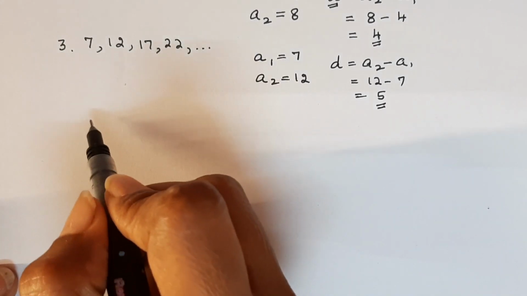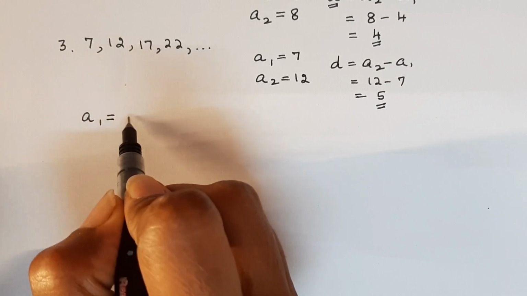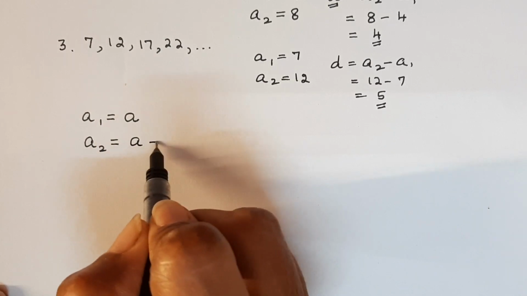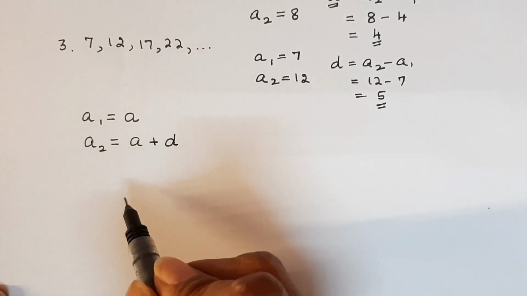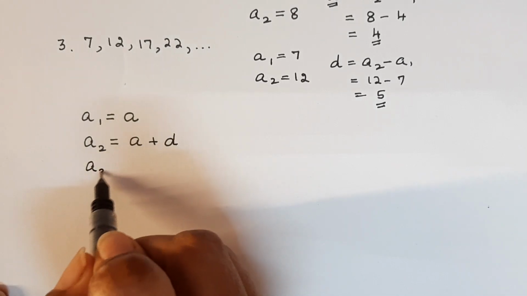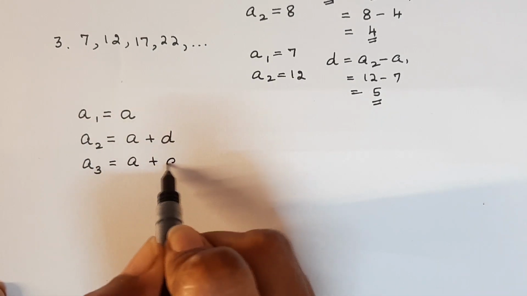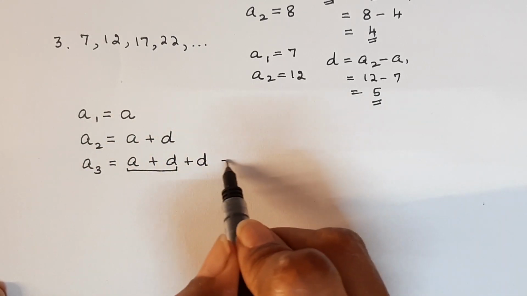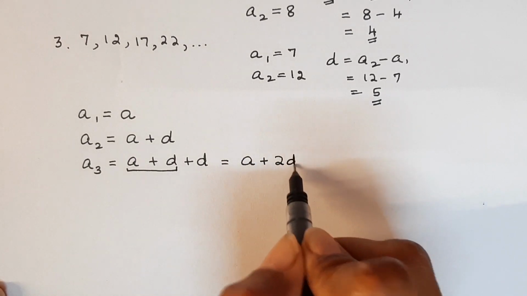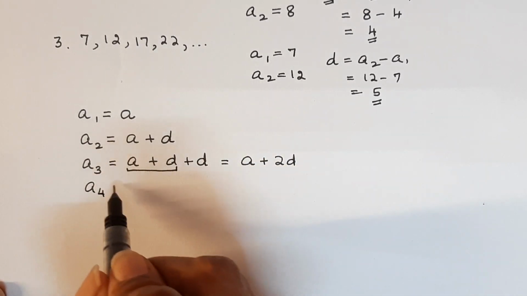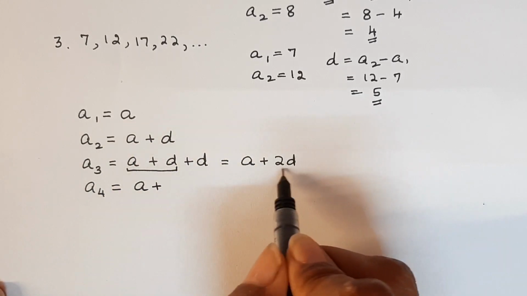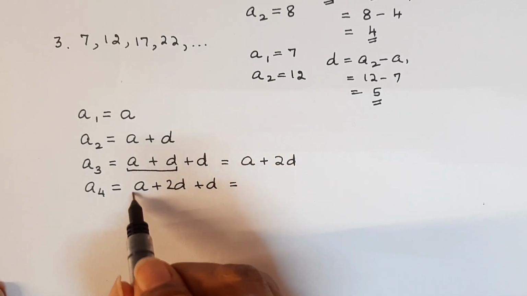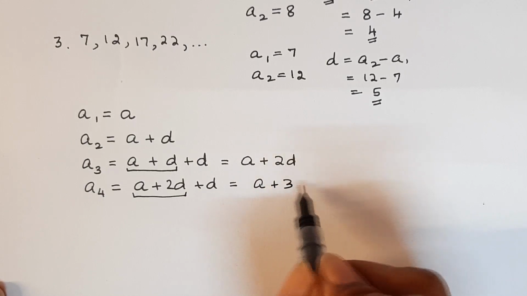So we come to a conclusion that our first term A1 will be, let us say, A. Then my A2 will be A plus the common difference, that is D. Then my A3 will become A plus D plus another D. This is your A2 and plus D. That gives us A plus 2D. Let us come to the fourth term, A4. It will be A plus 2D and plus one more D. And that will give us A plus 3D.